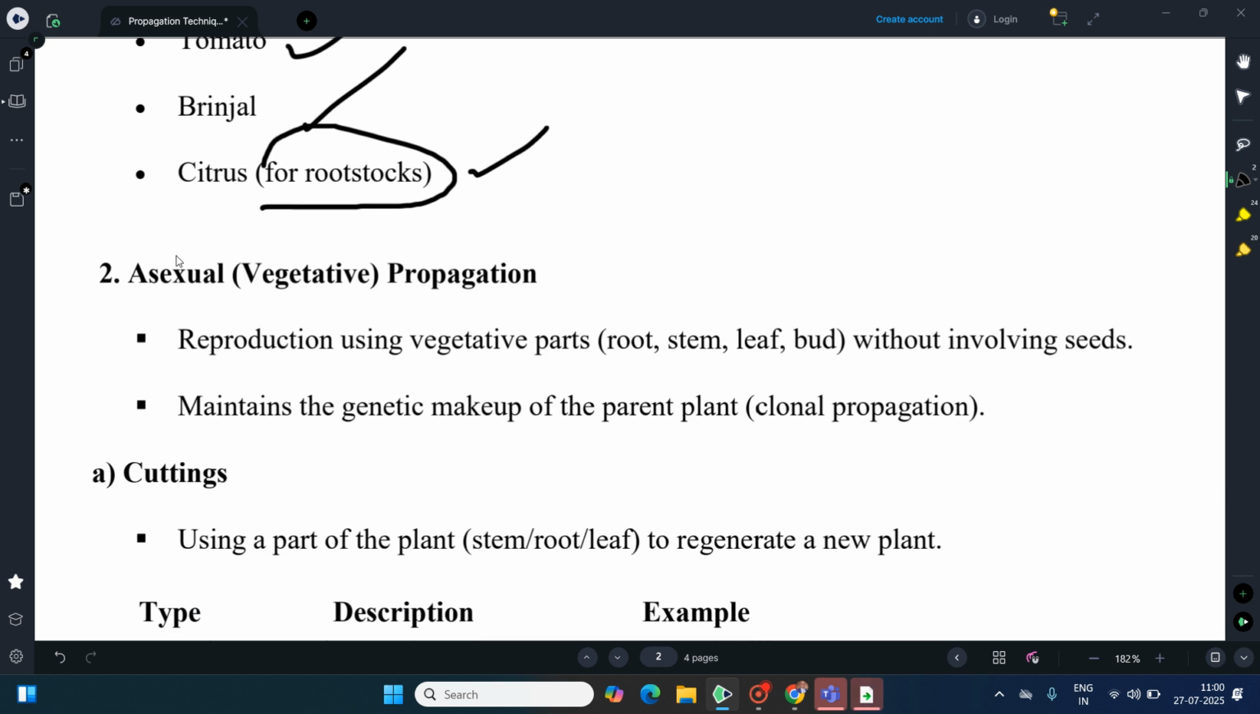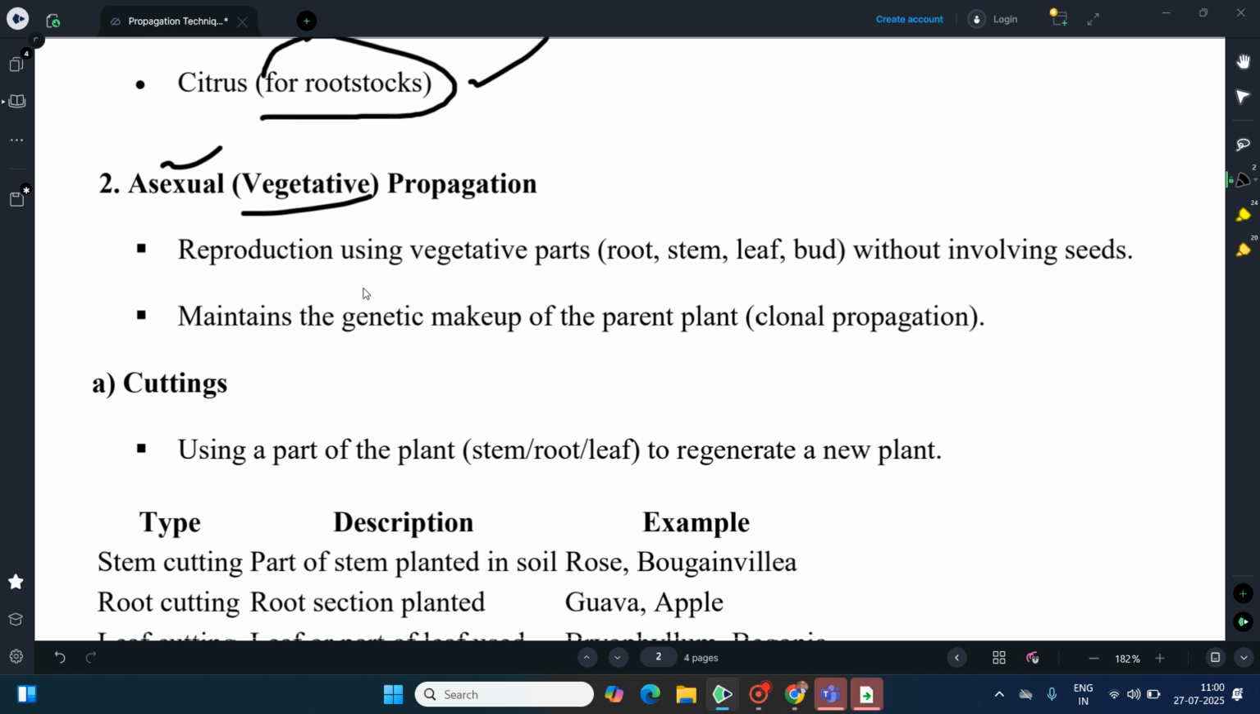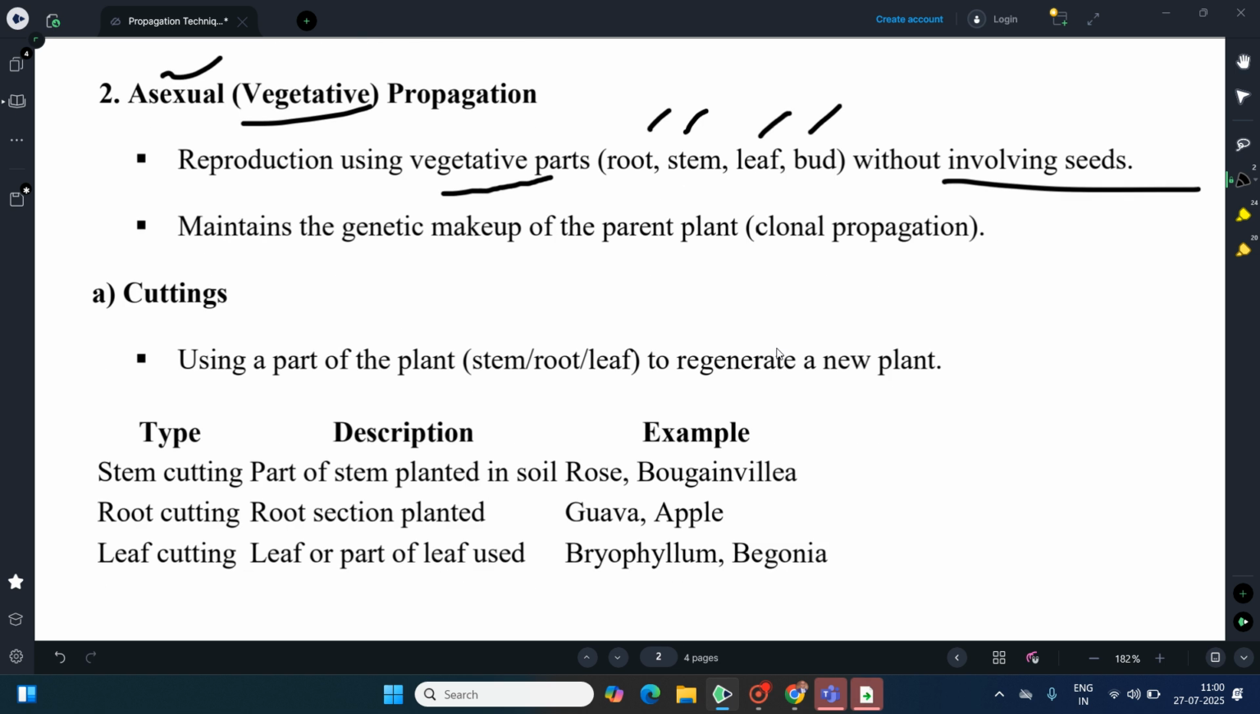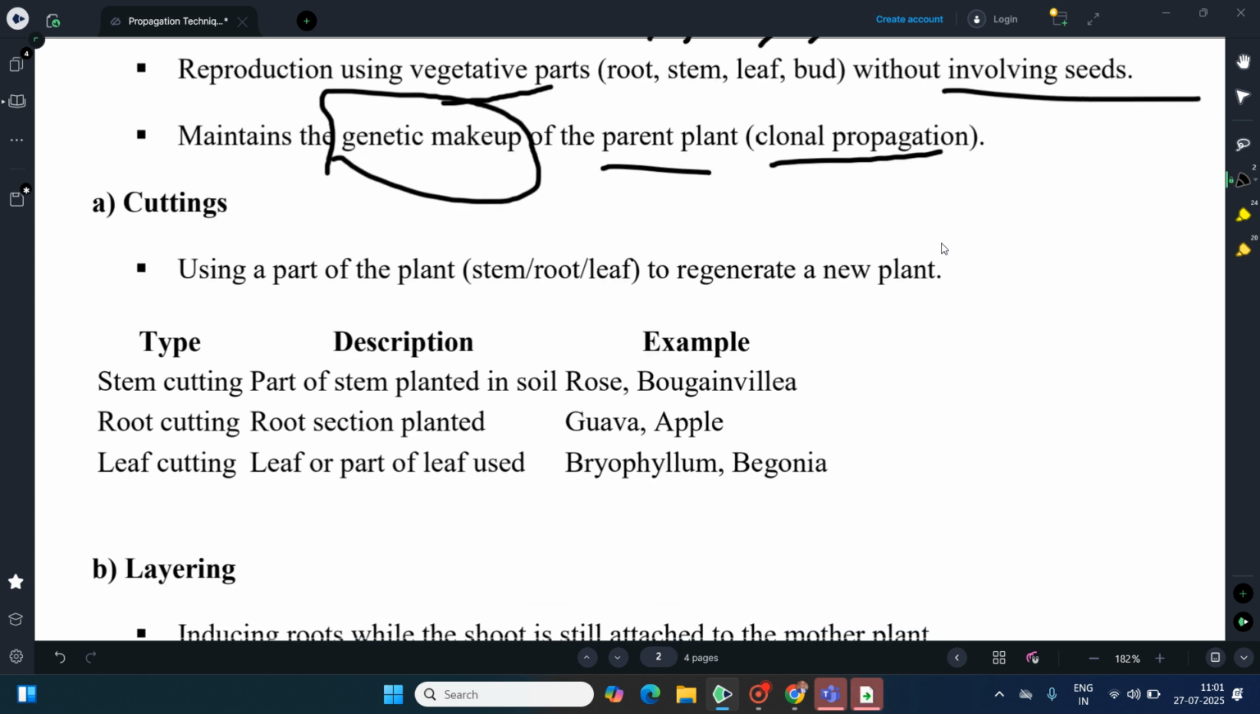Next is asexual, that is vegetative propagation, and it is by using vegetative parts, namely root, stem, leaf, and bud, and so on, without involving seeds. It maintains the genetic makeup or genetic purity as well as the true to type of the parent plant. In other words, it's a clonal propagation.